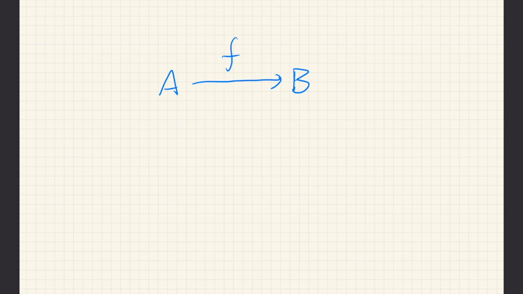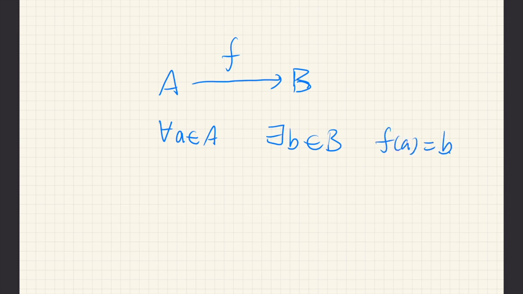that assigns an element of B to each and every element of A. So for every element of A, we have some element in B such that f of A is equal to B. Okay, so this defines a map F.